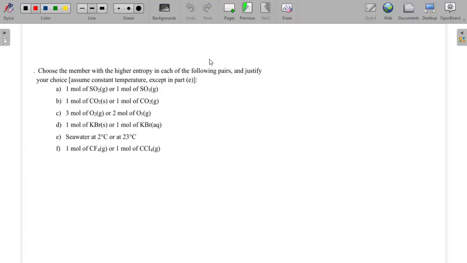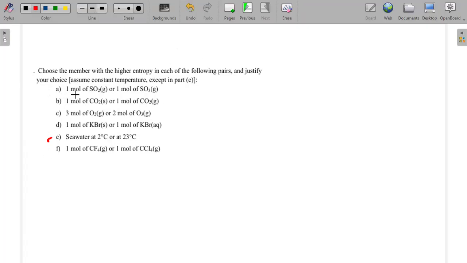In this tutorial, I'm going to answer this practical question for thermochemistry and thermodynamics. Being given this question saying, choose the member with the higher entropy in each of the following pairs and justify your choice. We assume constant temperature except part E. Okay, so we are going to take note of that. Let's start with the first part.